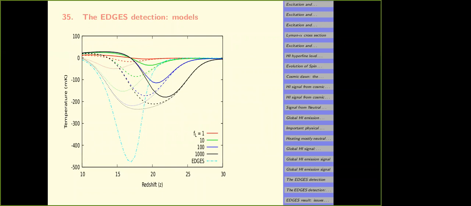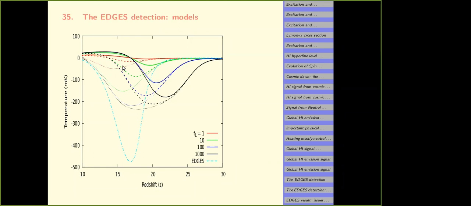How well can we model the EDGES detection? These are a whole range of models. The FL parameter plotted here corresponds to how well you mix using Lyman alpha. Let's look at the F1 equal to 1 model. It is possible that the signal is very close to 0 in that case, because if you don't couple Lyman alpha to the gas, your signal is expected to be close to 0. And that's what this first model shows. The red curve is way off at the top, and these 3 different red curves correspond to different heating histories. So you heat differently, but you still do not get much of a signal if you do not couple using Lyman alpha well.